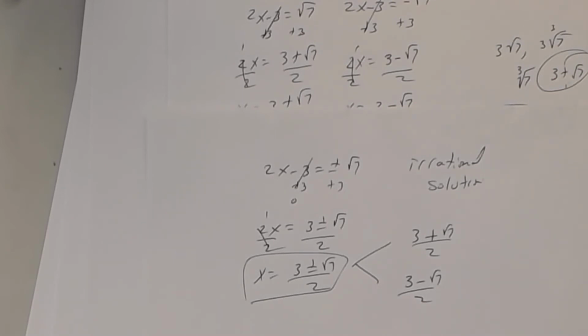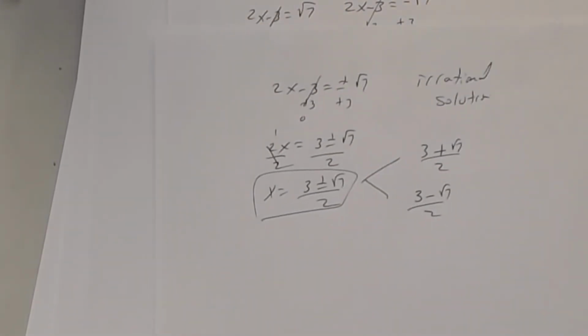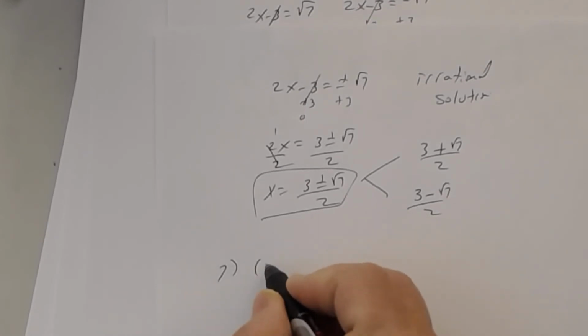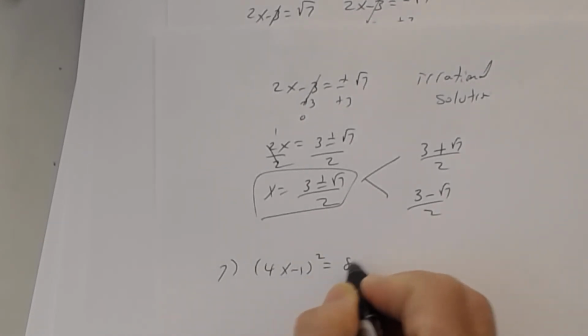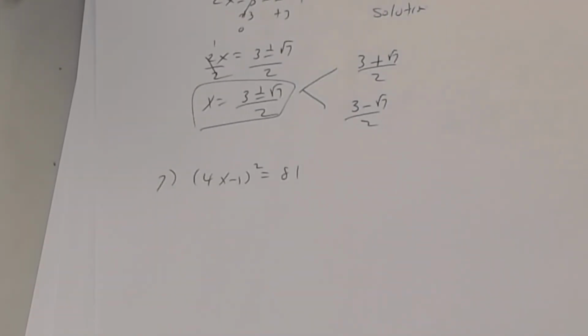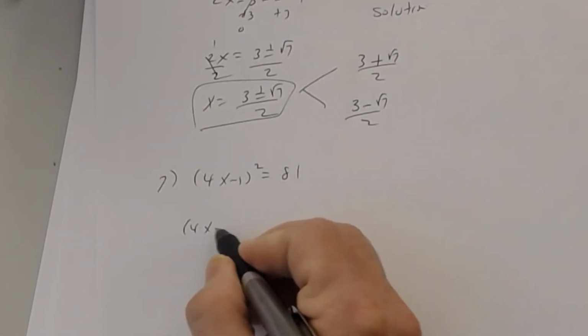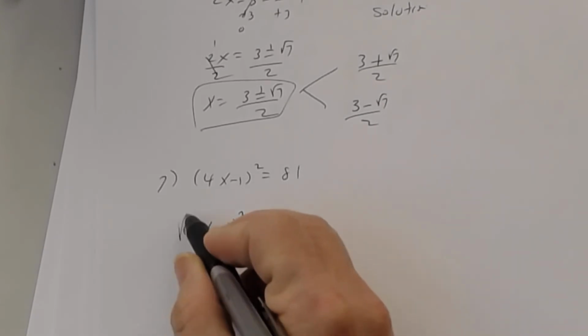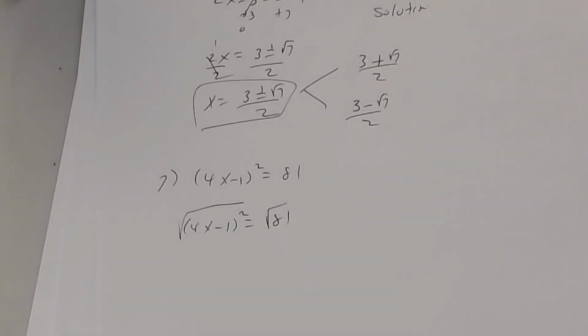Okay, let's look at number 7. Number 7: 4x minus 1 squared equal 81. Is it in the form where I can use the square root property? Yes. So at this point, let's take the square root of both sides. Now, is that correctly written? The way I have it, you've got to look at what I have. Is that correctly written? No. Plus or minus.